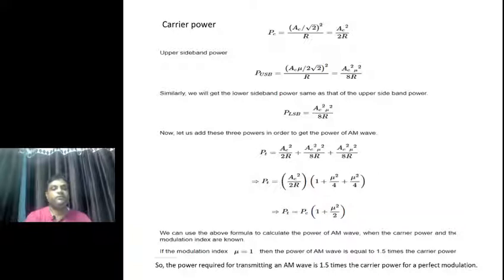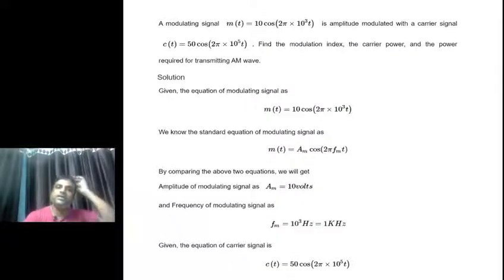We can use the above formula to calculate the power of the AM wave when the carrier power and the modulation index are known. If mu equals 1, then the power of the AM wave is equal to 1.5 times the carrier power. See from the equation, it is very clear. So the power requirement for transmitting an AM wave is 1.5 times the carrier power for perfect modulation. Basically in 1.5, the 1 is the carrier power and mu square upon 2 times PC is our modulated power. So this carrier power is useless for me, that's why it is called inefficient.